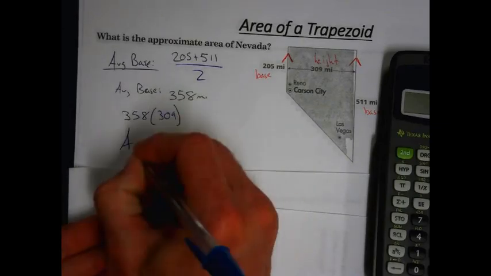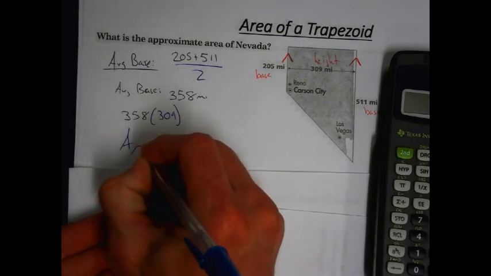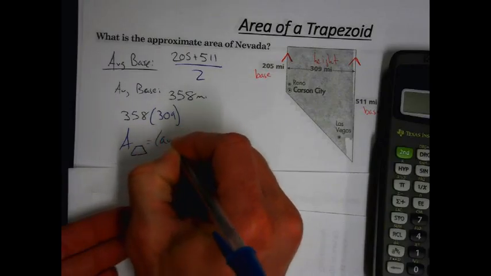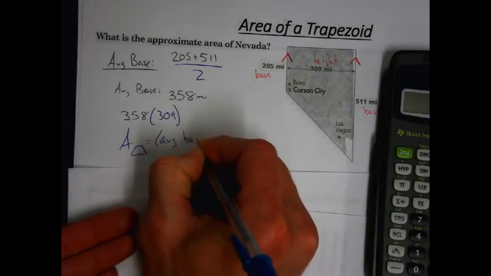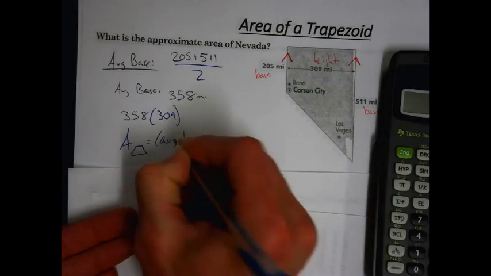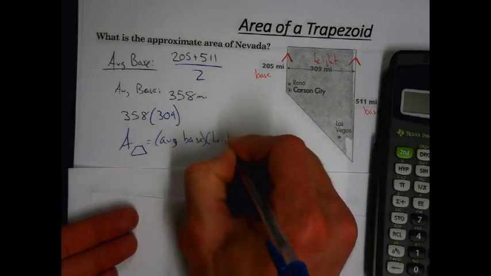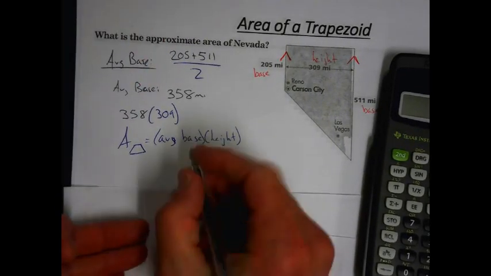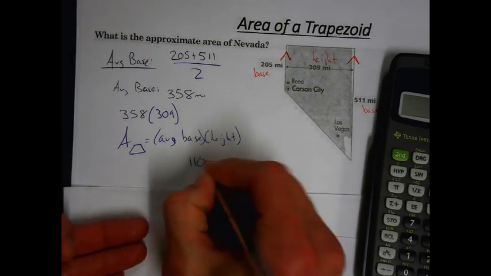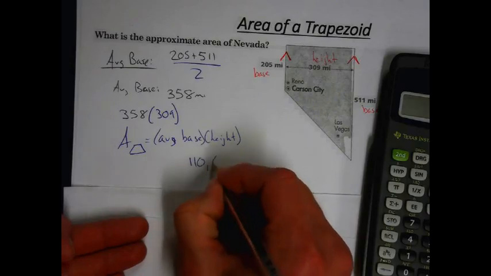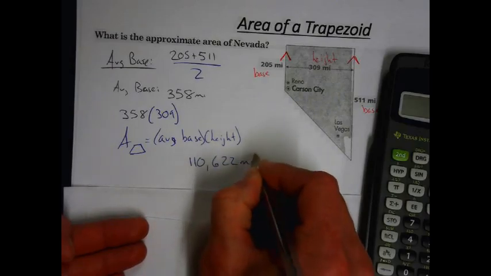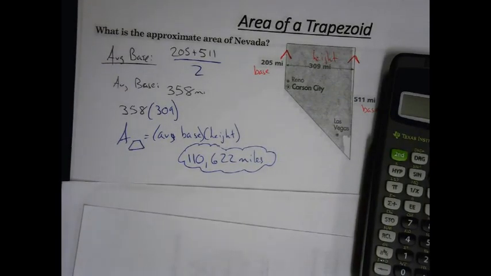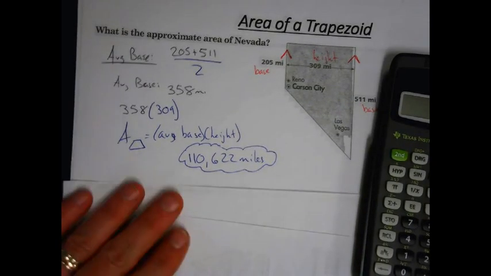Okay, so remember how I was talking about the area of a trapezoid. The average base times the height, and that's the area of our trapezoid. So it turns out in this case it would be 110,622 miles, let's just say. So there we go. That's how that works.